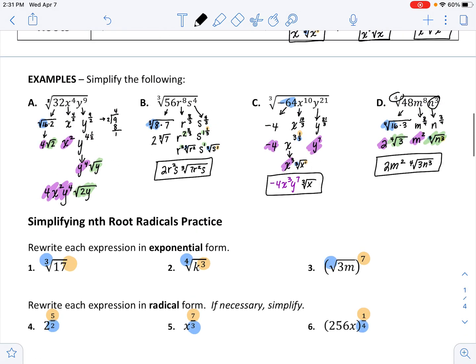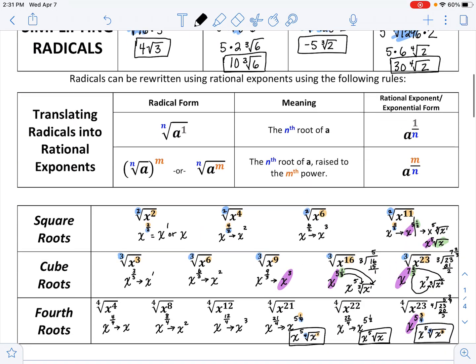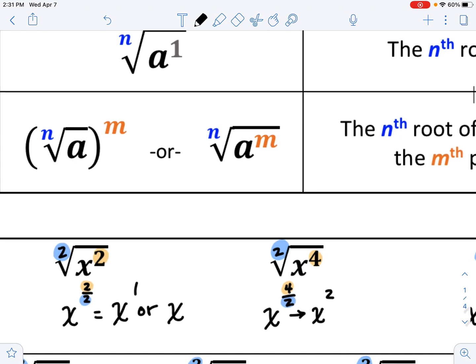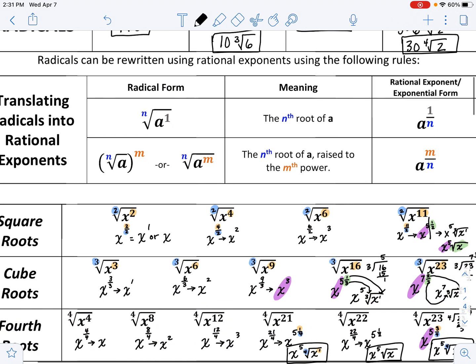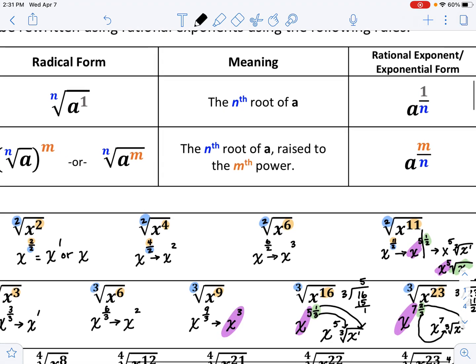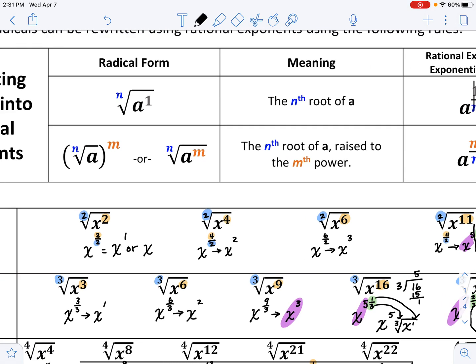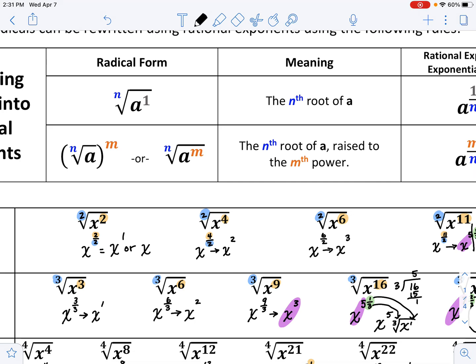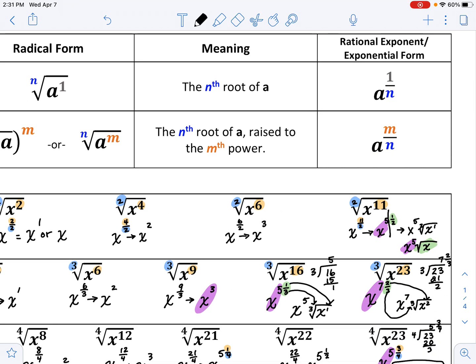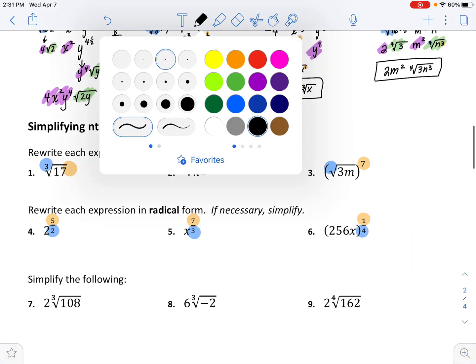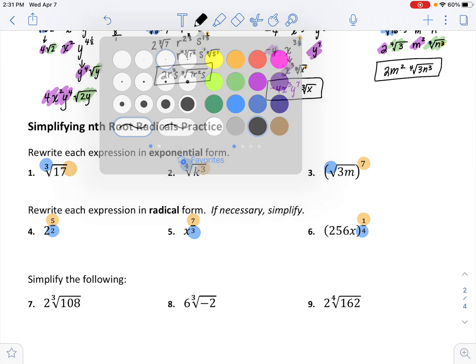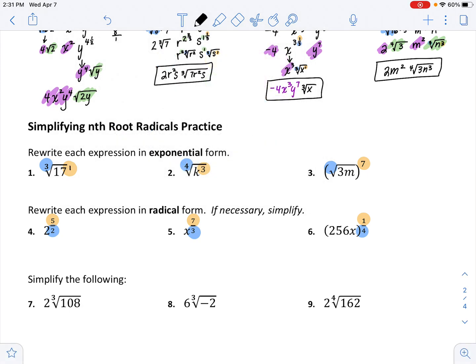So if you recall from our notes, the exponent that's with your radicand, the m in this case, is going to be the numerator of your exponent, and the index, which is in blue, will be the denominator of your exponent. Okay, so I labeled mine in the same colors. So when there's nothing there, that means it's a 1.